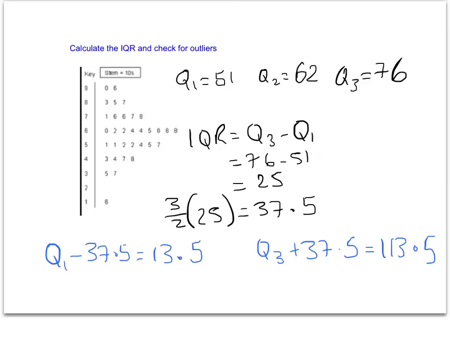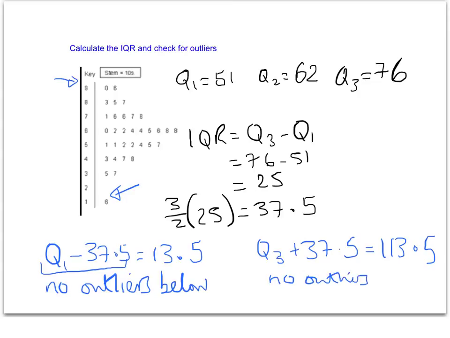So here's the calculations we need for checking for outliers. We use our Q1, Q2, Q3, well actually only Q1 and Q3, to find the interquartile range, which is 25. 1.5 times the interquartile range is 37.5. We're allowed to go 1.5 times the interquartile range below Q1, giving us 13.5. And it's not an outlier. No outliers below, because 16 isn't below 13.5, so there's no outliers below. And Q3 plus 37.5 is 113.5. Biggest I've got is 96, so no outliers above either. What a disappointment. We found no outliers in the whole video.